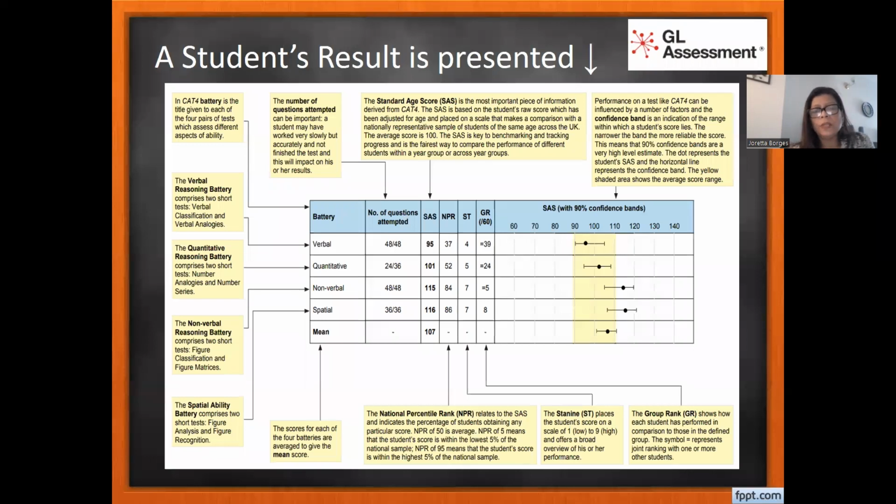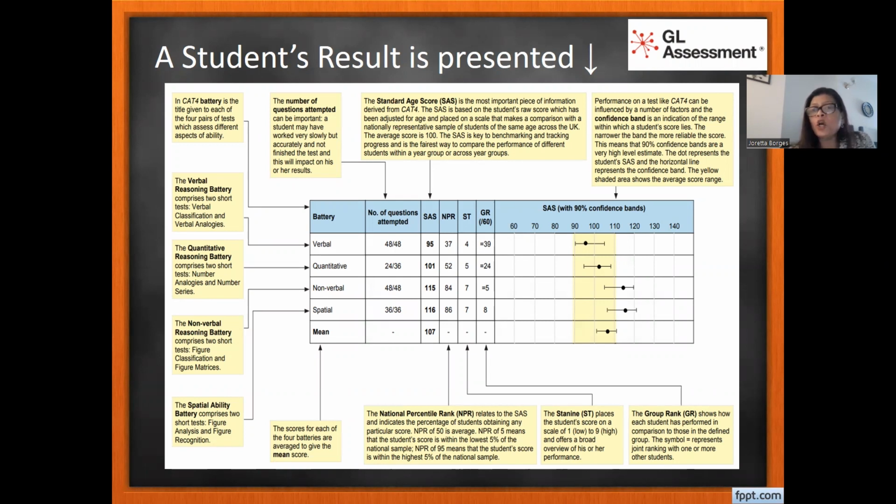The second column that you see on your screen tells you the number of questions a student has attempted out of the total number of questions he received in each battery. Column number 5, ST, stands for ST9, which ranges from 1 to 9, 1 being the lowest and 9 the highest a student can achieve.